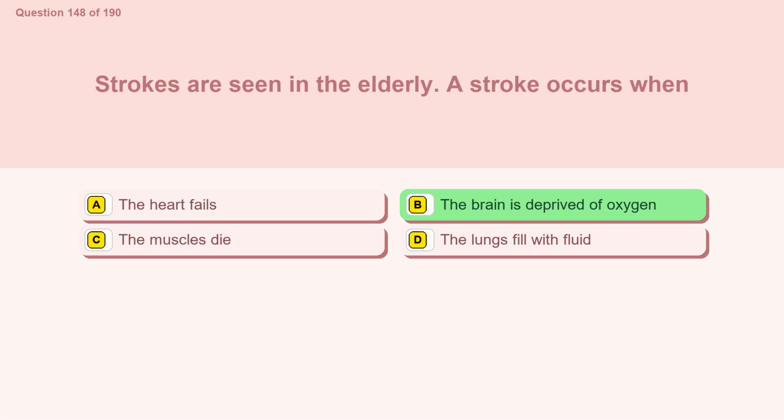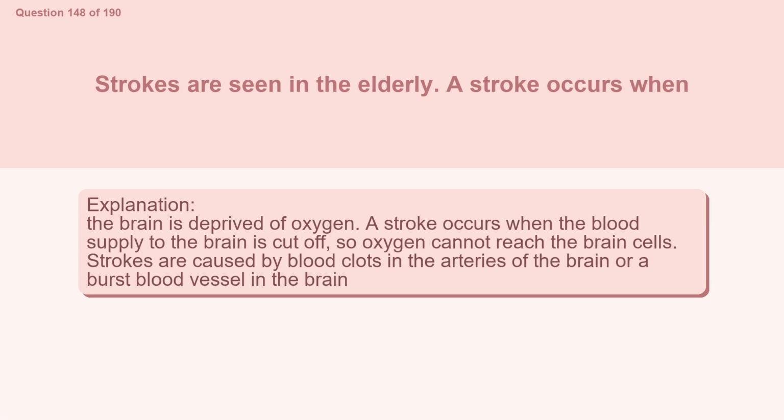The correct answer is option B. The brain is deprived of oxygen. A stroke occurs when the blood supply to the brain is cut off, so oxygen cannot reach the brain cells. Strokes are caused by blood clots in the arteries of the brain or a burst blood vessel in the brain.